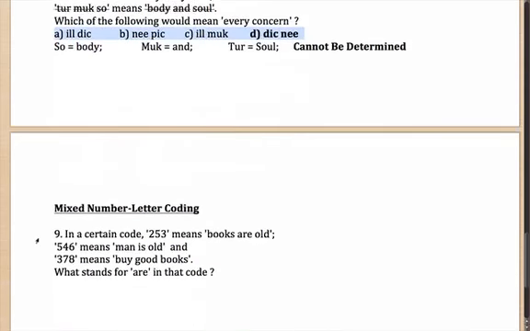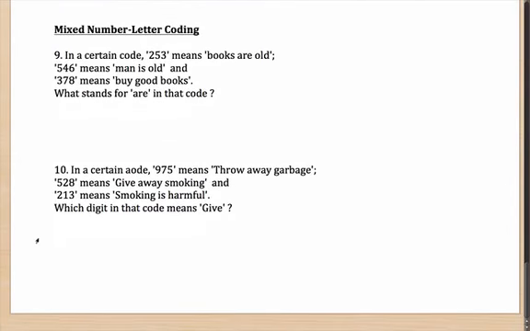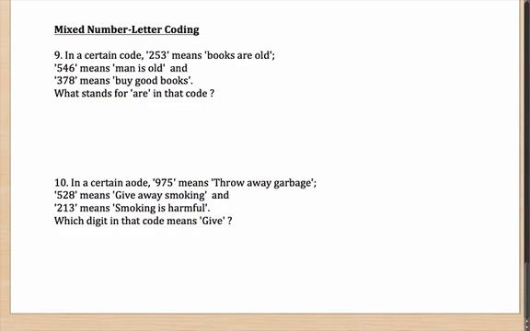Moving on to the next couple of problems, which is on number letter coding. Very similar to the mixed letter coding. Here you have numbers and words associated with them. Let's try that out. What is common? 5 here is common. So 5 goes from here and 5 goes from here.